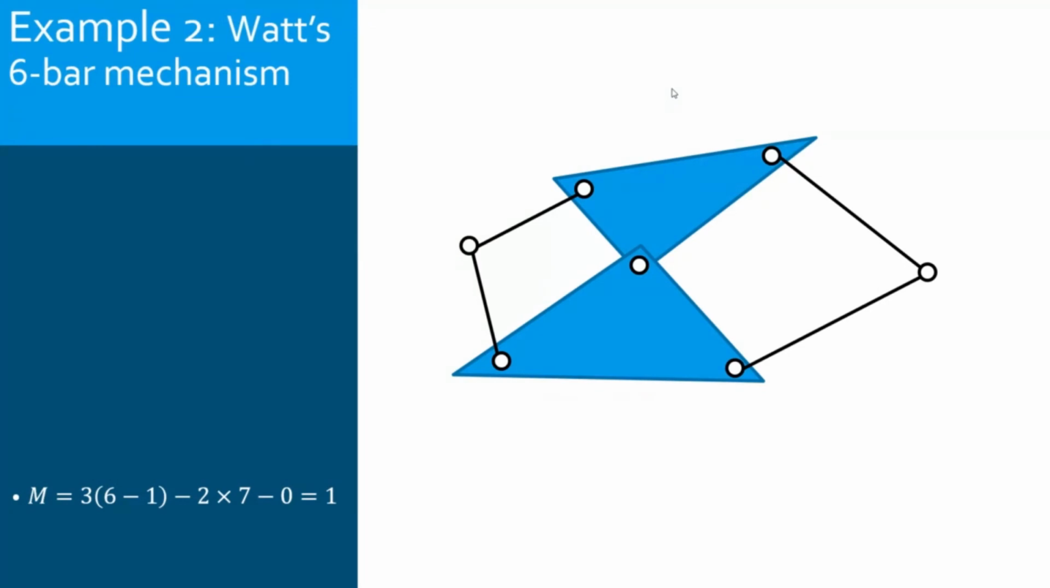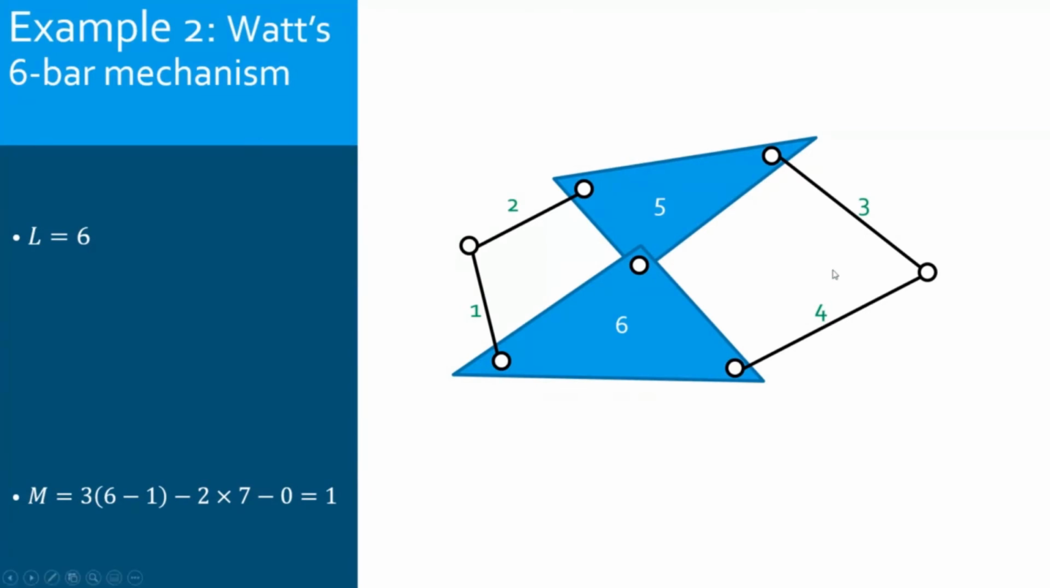This is the Watt's 6-bar mechanism. Here the number of links is 6. What we have here is 4 binary links. So I have this bar, the first bar, the second bar, the third bar, and the fourth bar. So these are 4 links.